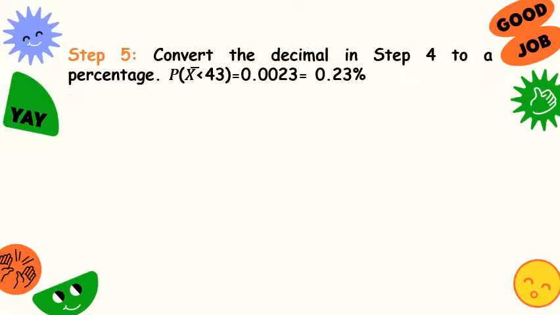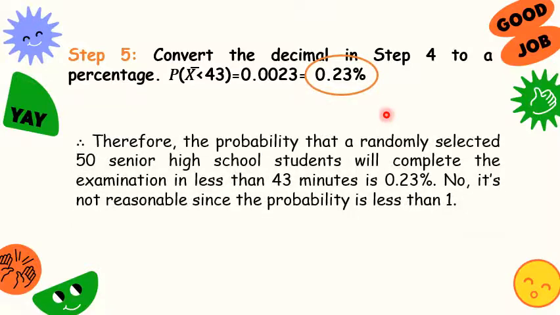Step 5, convert the decimal in step 4 to a percentage. So, hindi ba ang nakuha natin kanina ay 0.0023. Sa pagko-convert ng decimal to percent, di ba minumove lang natin ng 2 decimal places papunta sa kanan. Kaya siya ay 0.23%. So, therefore, the probability that a randomly selected 50 senior high school students will complete the examination in less than 43 minutes is 0.23%.